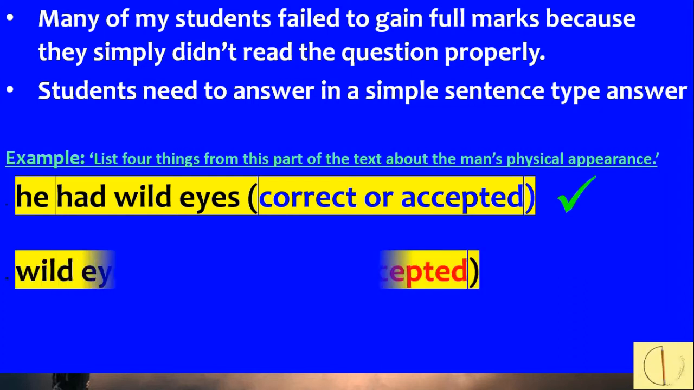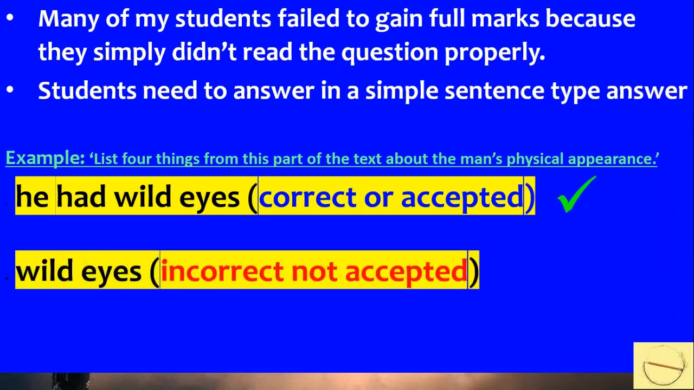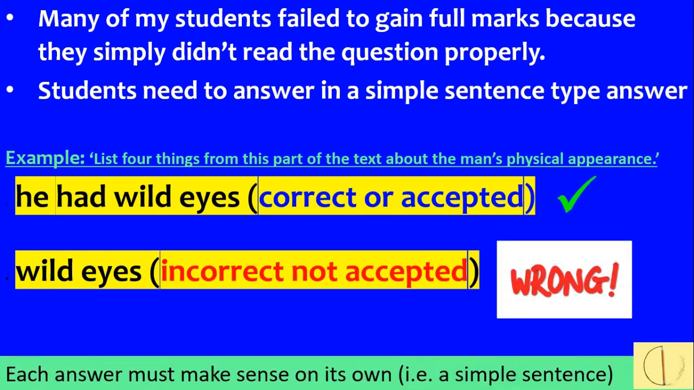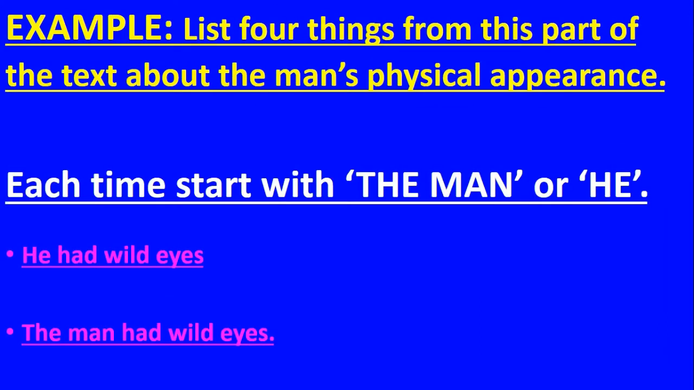However, some students just put that, wild eyes. You must do a sentence that would make sense on its own. He had wild eyes, makes sense. Just putting wild eyes does not answer the question properly, and you will not get a mark for it. So each answer must make sense on its own, i.e. a simple sentence answering the question is what you need to do. Try to start with a pronoun, so he, the man. Don't, again, just put wild eyes, he, the man.